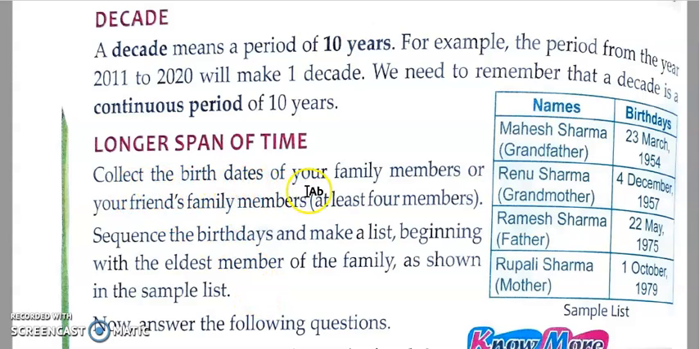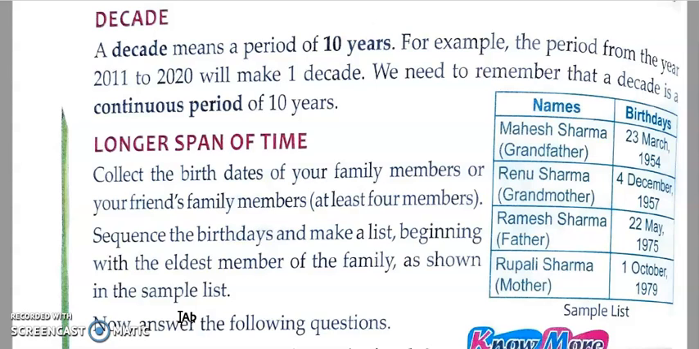Collect the birthdays of your family members or your friends' family members. At least 4 members, minimum 4 members होने चाहिए. Sequence the birthdays and make a list beginning with the eldest member of the family as shown in the sample list. See, you have to make a list of all your family members' birthdays.